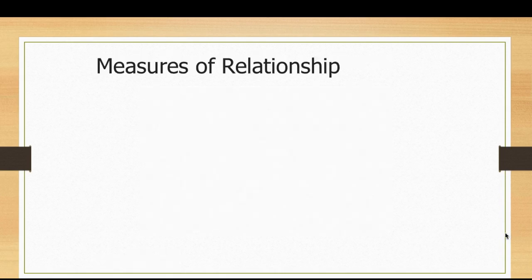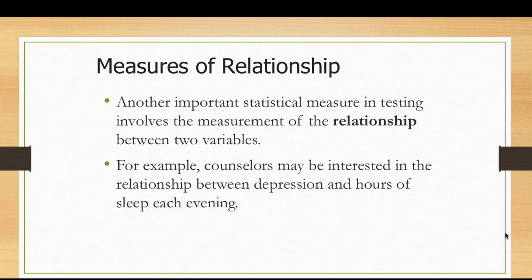So, measures of relationships. Another important statistical measure in testing involves the measurement of the relationship between variables. For example, counsellors may be interested in the relationship between depression and hours of sleep each evening. School counsellors may be concerned about the relationship between socioeconomic status and scores on the reading test.